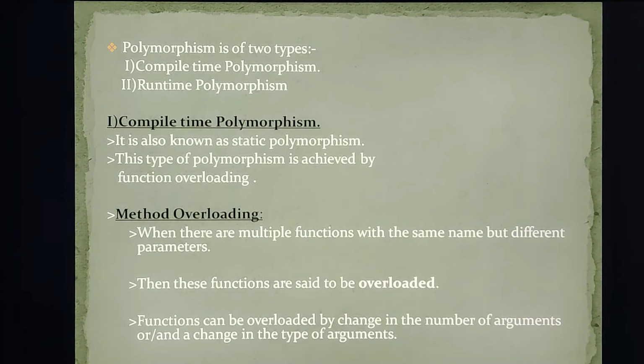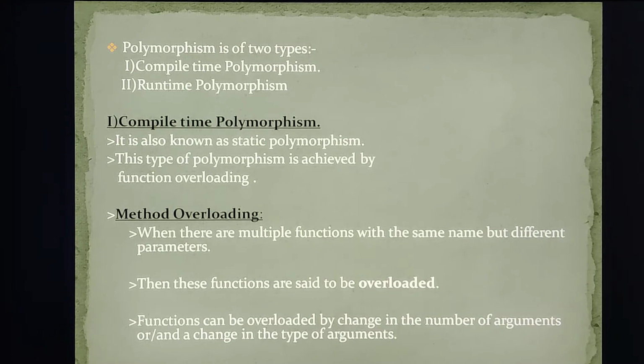Okay. So polymorphism is of two types. Previously we read what is polymorphism. Now we will go inside polymorphism. Here Java people told that polymorphism is divided into two types: one is compile time polymorphism, another is runtime polymorphism. So what do we mean by compile time polymorphism and what do we mean by runtime polymorphism?